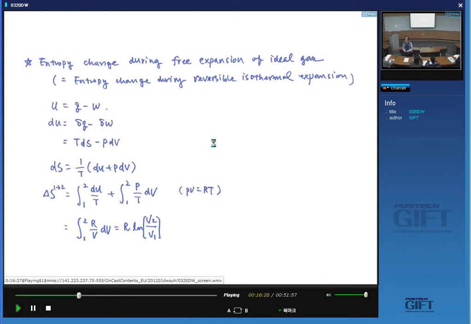The entropy change during a free expansion, right? You get the entropy change by linearization, because in terms of the system, the entropy change is not dependent on whether it goes the reversible way or the irreversible way. So that is one of the ways to calculate the entropy change in an irreversible reaction. Okay?